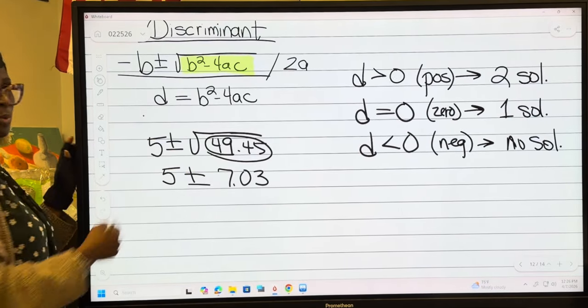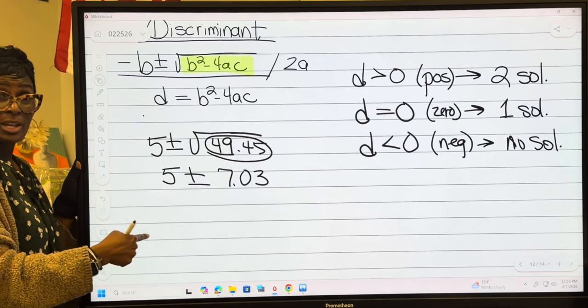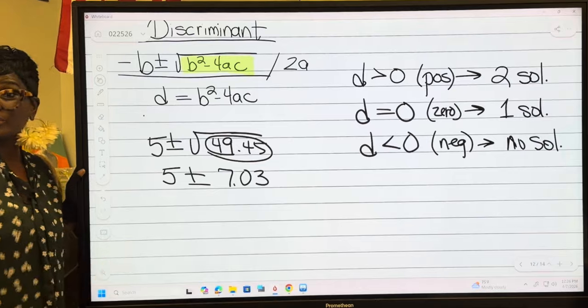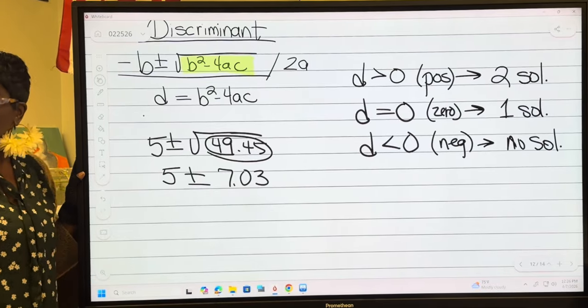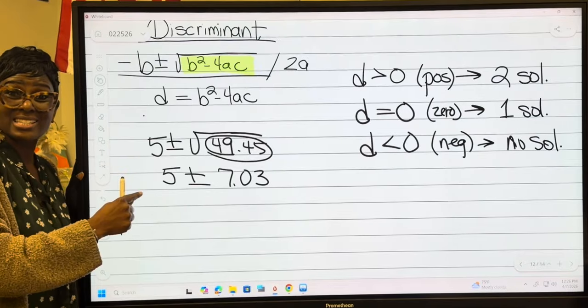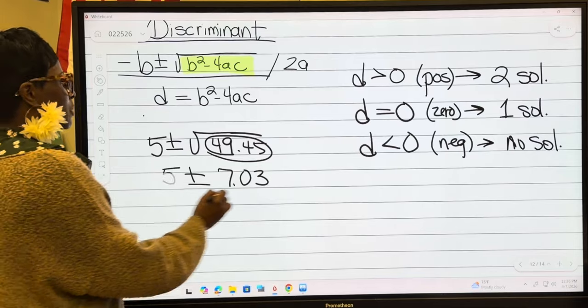5 plus or minus 7.03? So then you're going to have 5 plus 7.03. Then you're going to have 5 minus 7.03. Are we going to end up with two different answers? Yeah. Which means we got two different solutions. Are y'all following me? This parabola is going to hit the x-axis in two different places. Are y'all with me? Yeah.